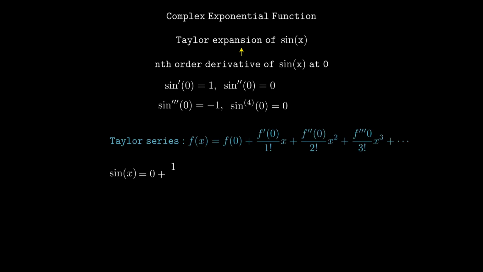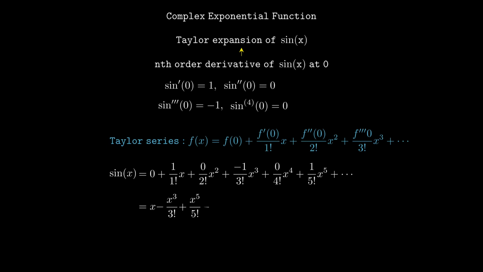According to Taylor's formula, sine x equals x minus x to the power of 3 divided by factorial of 3, plus x to the power of 5 divided by factorial of 5, minus x to the power of 7 divided by factorial of 7, plus, and so on. Each term contains odd powers of x alternating between positive and negative.